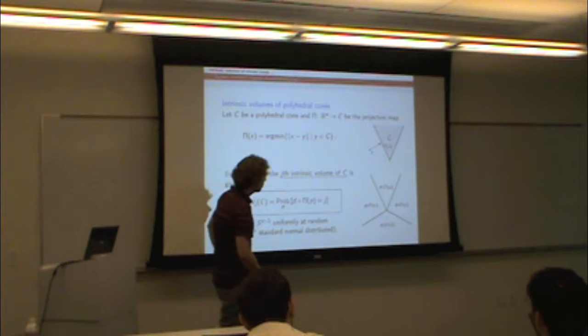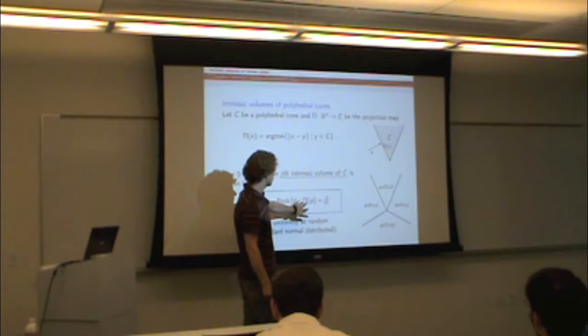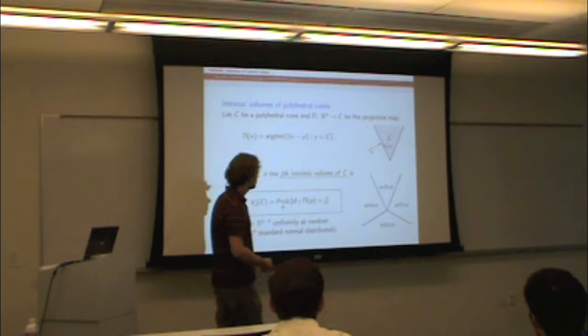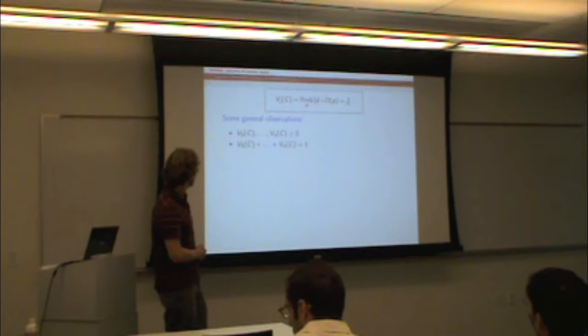So I take this composition of the projection and then this map D. And so this gives us a decomposition of the Euclidean space. And well, each point is mapped somewhere. And so all these probabilities add up to 1. Right? So this is a nice observation.